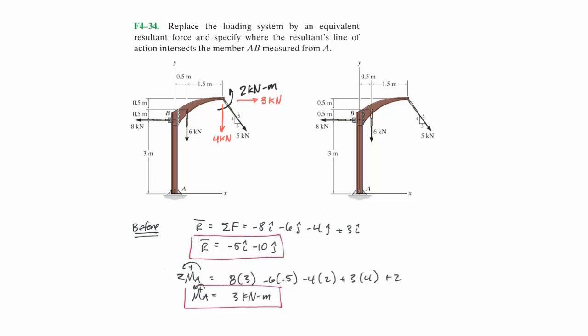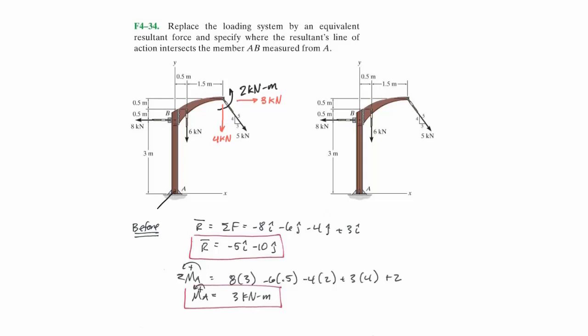The effect of those forces about point A is going to be moment, so I have this 8 times this lever arm going in the positive direction, 6 times this lever arm going in the negative direction, 4 times this lever arm, negative, and then 3 times this big lever arm is also going in the negative direction. Then I have this 2 in the positive direction. Adding all those up, I got the moment about A is 3 kilonewton meters in the positive direction. So let's go ahead and draw that onto the picture.